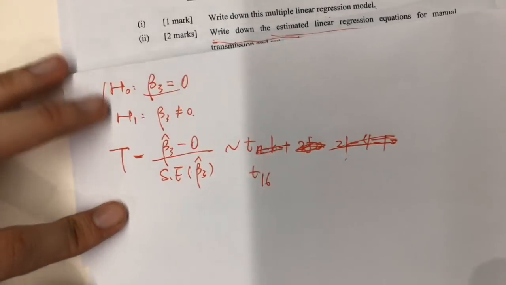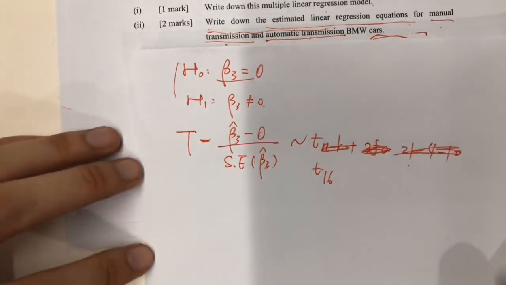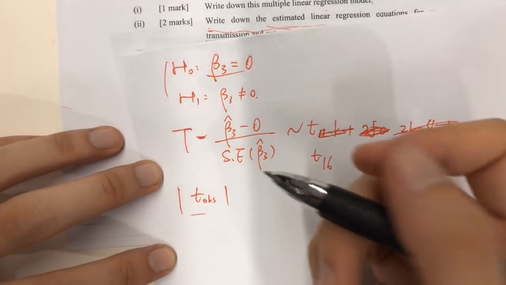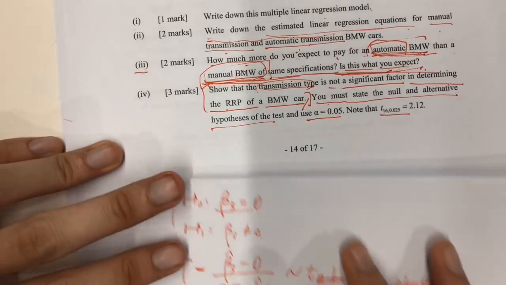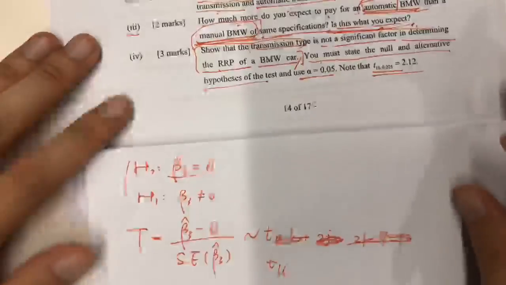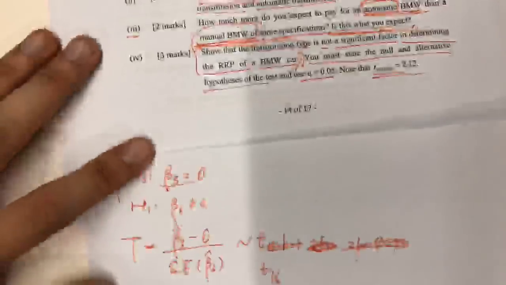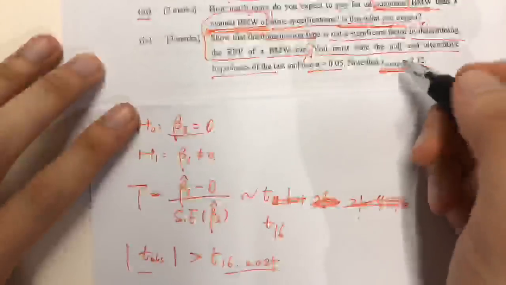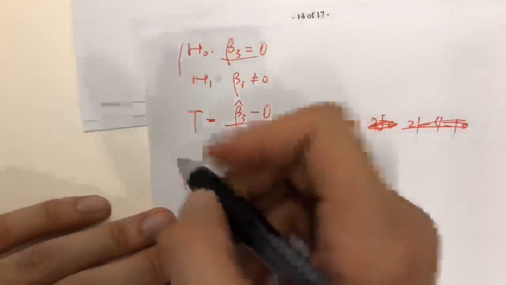All right, so when do we reject the null hypothesis? It's when the observed value of t, I mean the absolute value of it, is greater than t 16, 0.025, right? And this value is also provided in the question or in your statistical table. So you need to know how to look it up on tables, okay? So this is the decision rule.